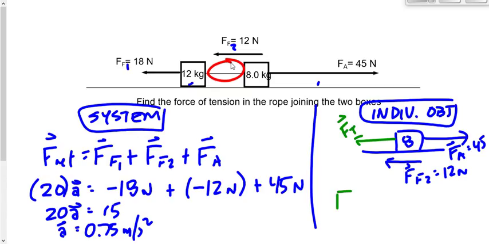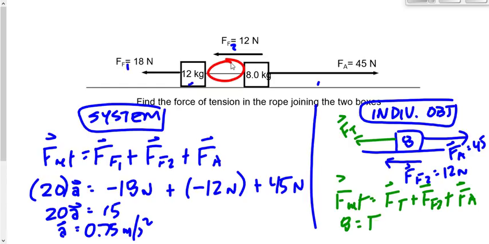So we'll say F net is equal to Ft plus FF2 plus Fa. FF2, or whatever you decided to call that force of friction. This time the mass that we use is not 20 kilograms. This time it's 8. But we're still using the total mass. It's just the total mass of our new free body diagram, right? Ft is what we're looking for. Ff is negative 12. Fa is negative 45. Sorry, positive 45.